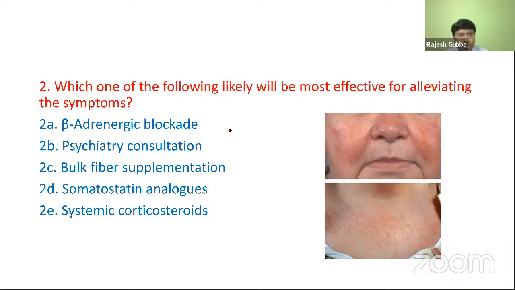So diagnosis is what? Carcinoid syndrome. So in carcinoid syndrome, what will you give? Somatostatin analogs, that is octreotide. Okay, so the treatment in these patients with carcinoid syndrome is the somatostatin analogs.